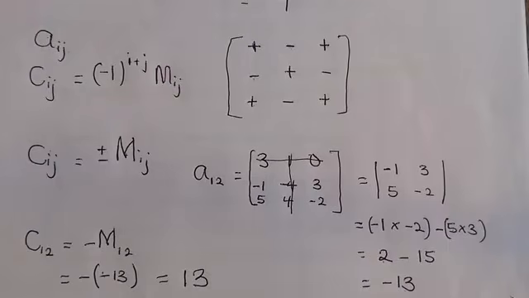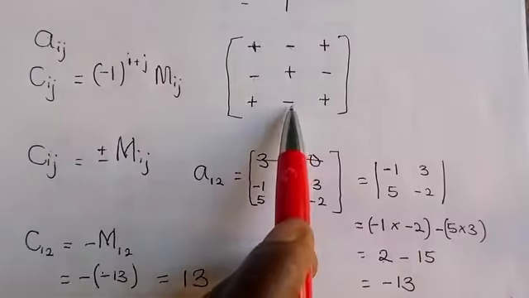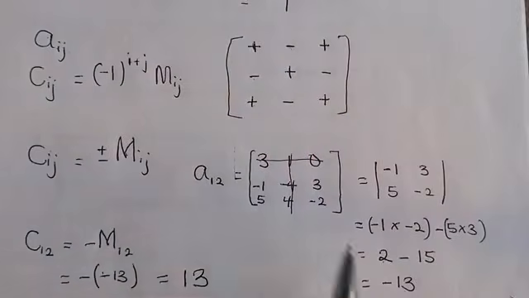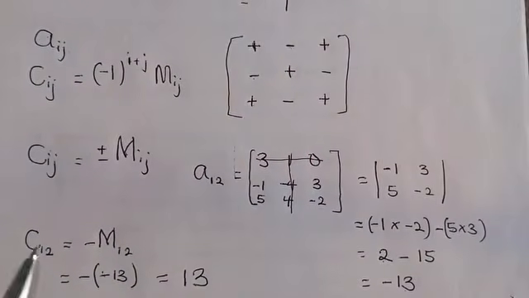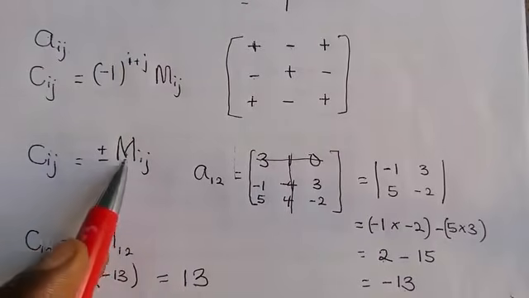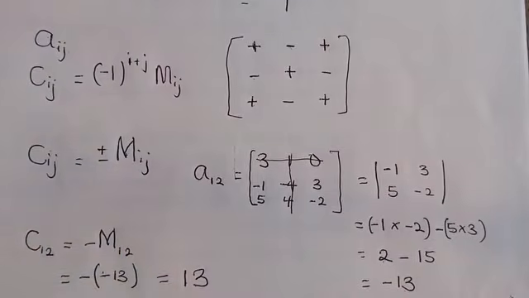You can also be asked to find the cofactor of A33, A32, as the case may be. So for each of these entries, you can apply the same method and find their cofactors and their minors. But remember that for you to get a cofactor, you are making use of the minor. Plus or minus the minor of a given entry gives you the cofactor.